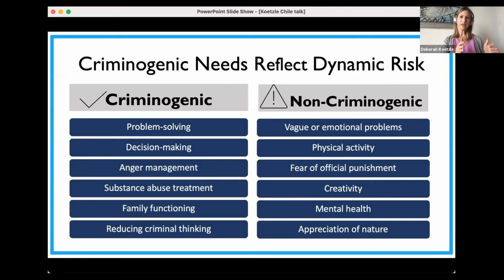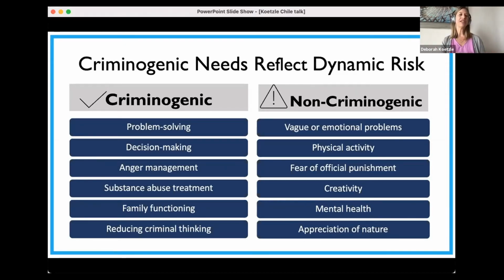So we should assess youth for their risk and needs and then make sure that our interventions are targeting those needs or dynamic risks that are present. We also see here non-criminogenic needs. And in both cases, these are just examples, not an all-inclusive list.